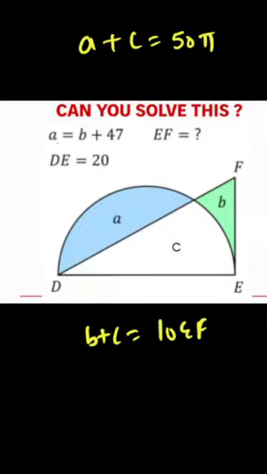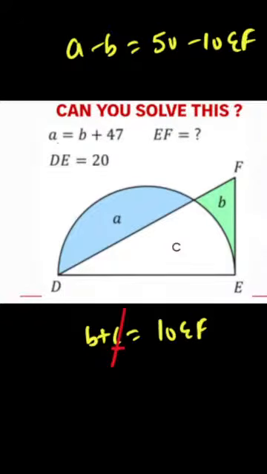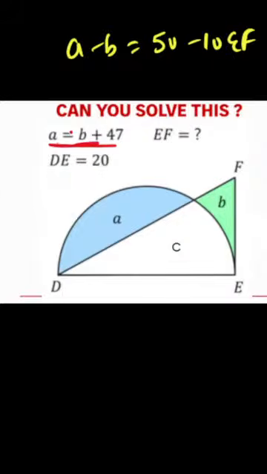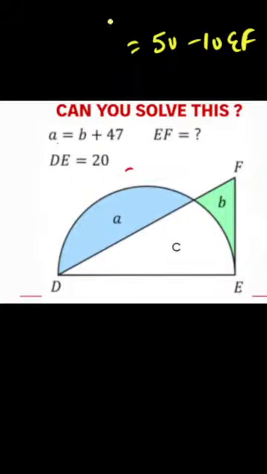Now see, both of these equations have C in common. We can subtract them. If I subtract these equations, C will get cancelled out, and I will be getting A minus B is equal to 50 minus 10 EF. This is my new equation, and I already have an equation for A and B which will give me that A minus B is equal to 47 also. Now this is also A minus B, this is also A minus B. You can equate them, right? So 47 is equal to this, and now you can solve for EF.